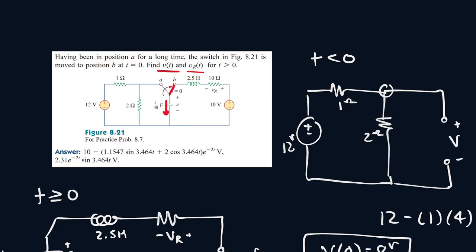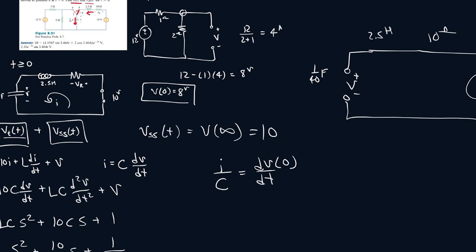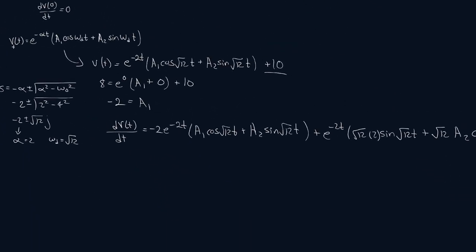But the second we flip the switch to this region, obviously the current passing through the inductor can't change instantaneously. So that means the current passing through the inductor is still 0, and that means the current passing through the capacitor is also 0. So dV at 0 over dt is equal to 0. So that's what we're going to plug into here.